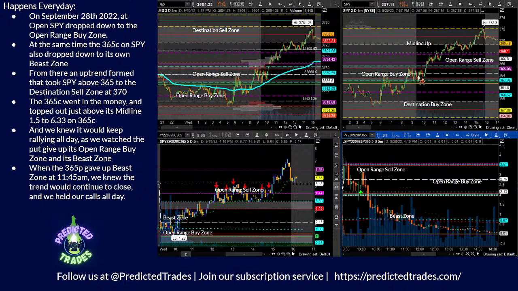And as we watch SPY hit our buy zone, take off, hit our sell zone, come back to our buy zone, and then start pushing over on the call, we can see that we open at our big major weekly buy zone.